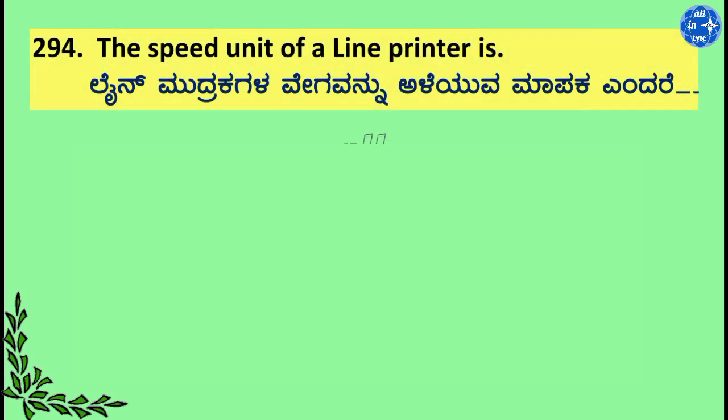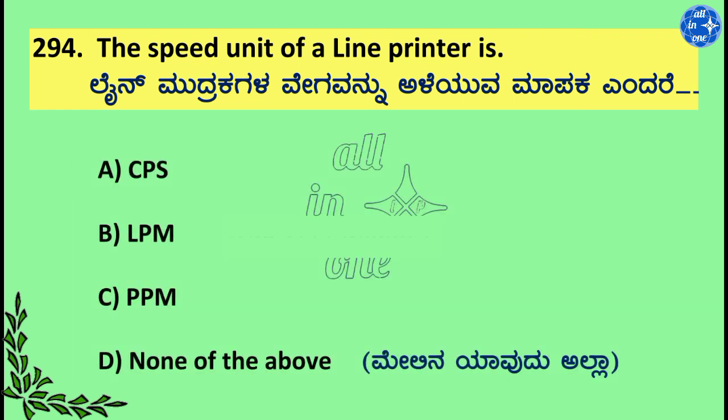Question: the speed limit of a line printer is? Option: CPS, LPM, PPM and none of the above. Right answer is LPM, lines per minute.